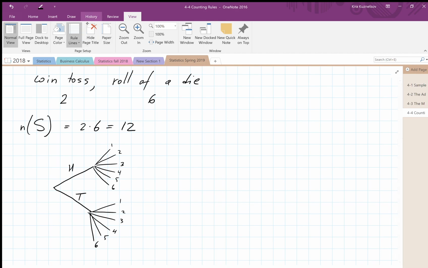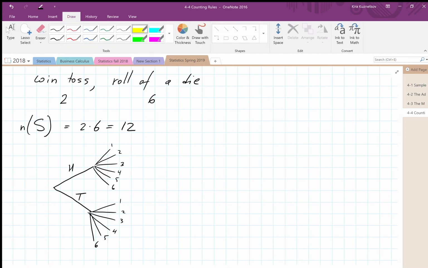So if I take one of these, just to illustrate, let's say I get a heads and I get a 3. So this outcome is heads and a 3 on the die. Count 6 and then 6 more, that's 12 outcomes.